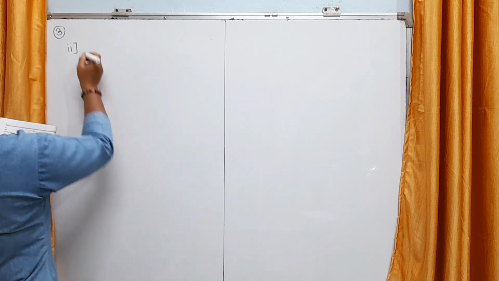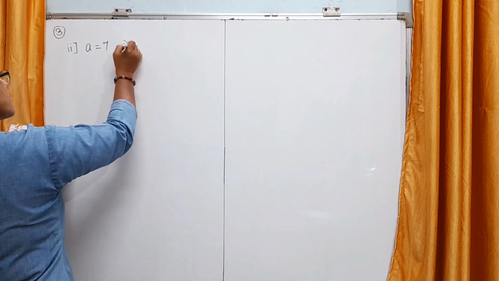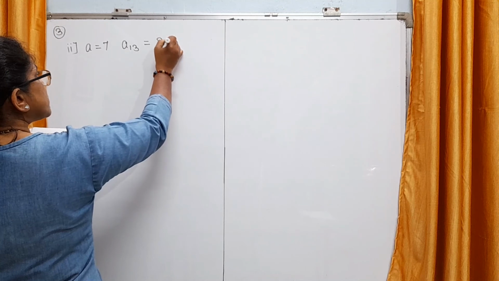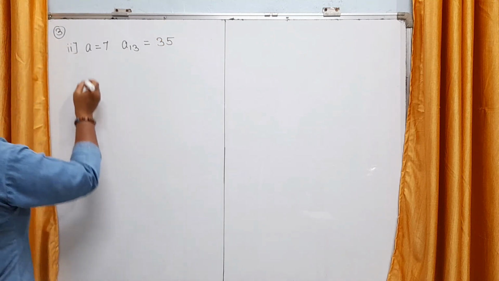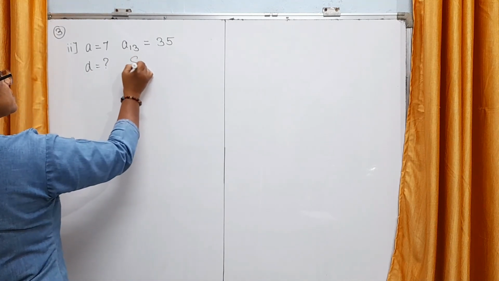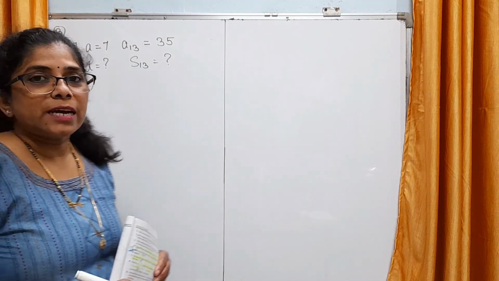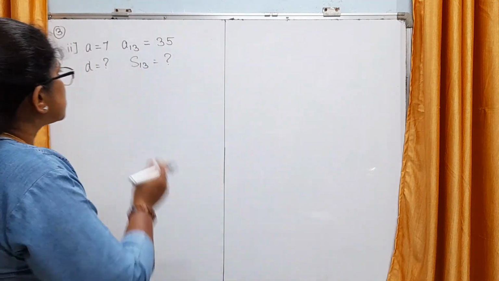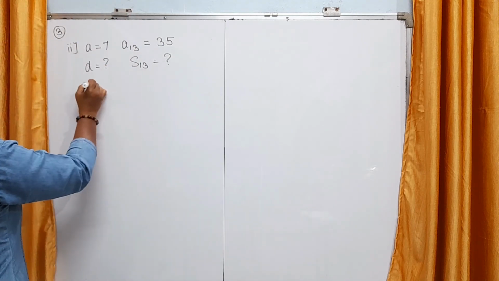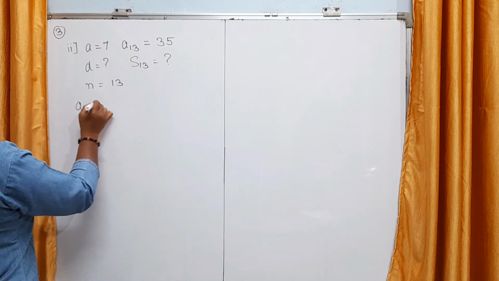Second sum, here A is equal to 7, A13 is equal to 35. Here we have to find D and S13. We have to find common difference and sum of 13 terms. Now A13 means what? Number of terms is 13. We know that n is equal to 13. Let's use our An formula.